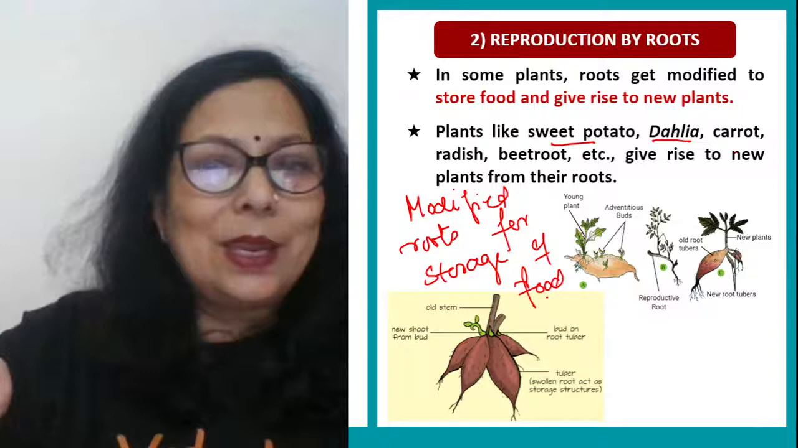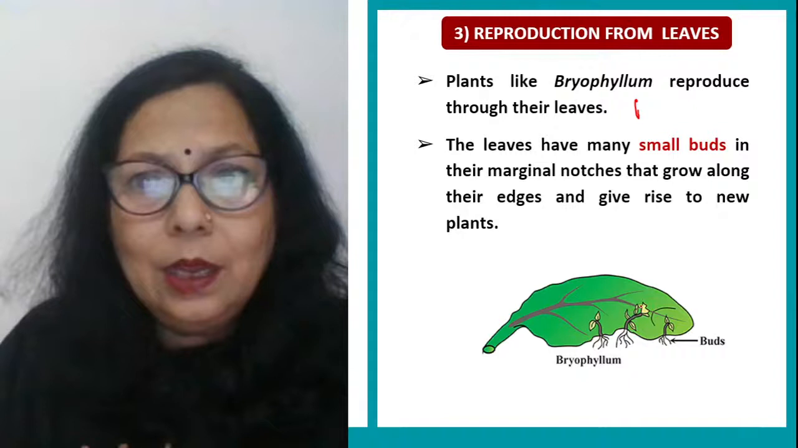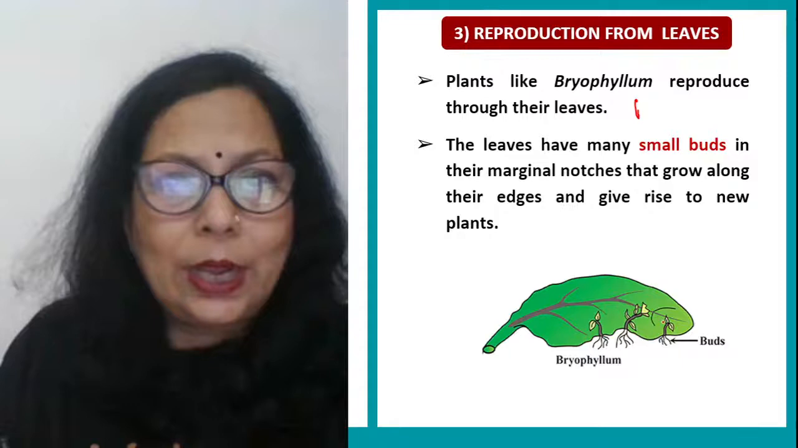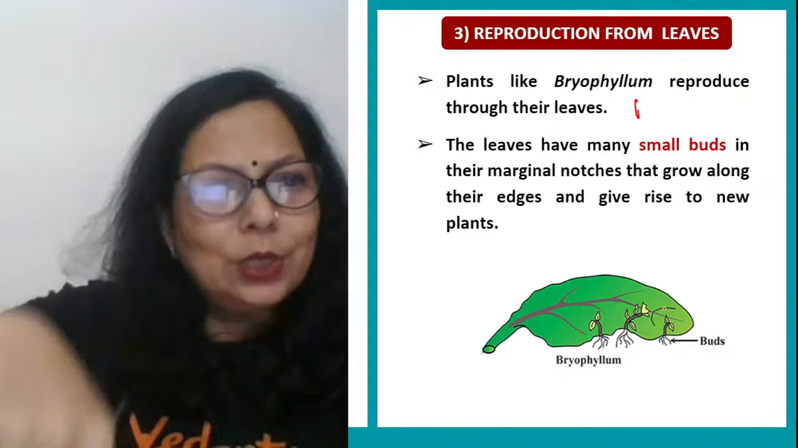Next comes by leaves. In bryophyllum, they produce through the leaves. The leaves have small buds in their notches from which the roots come out. If you sow this leaf into the soil, it will develop into a new plant. You must be having bryophyllum in your garden. You must have seen small plants coming out from the leaf notches. You sow this leaf into the soil, it will develop into a new plant.